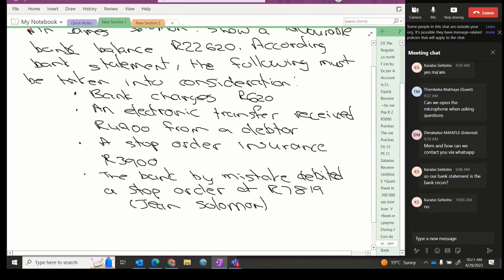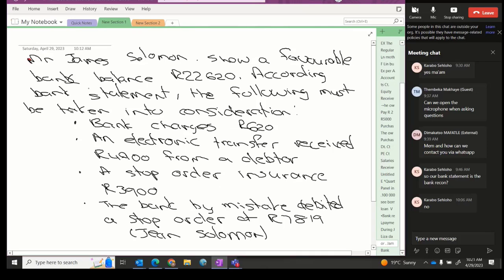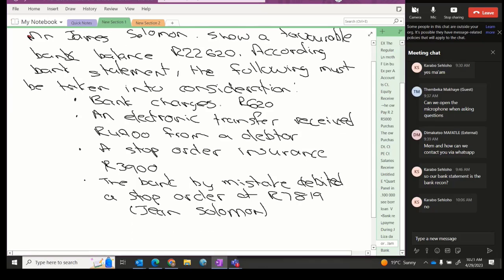Okay, and just to go back, the books that you're doing here is for Mr. James Solomon. So James Solomon is the owner of this business, doing the bank account for him and everything. But now the bank, by mistake, debited a stop order of that amount of money to Jean Solomon against Mr. James Solomon's account.